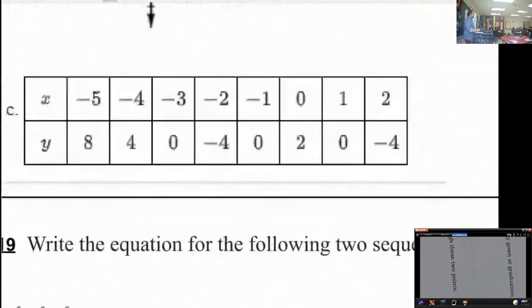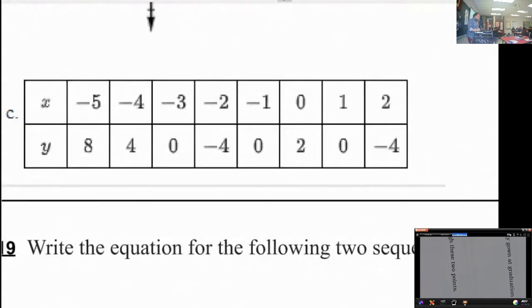Looking at C, oh no, a table. I'm going to go home and cry. No, you shouldn't do that. I had a chemistry teacher in high school that would say that all the time.